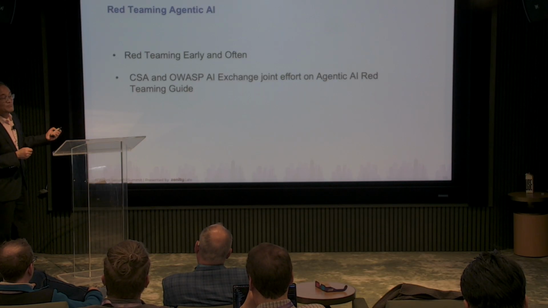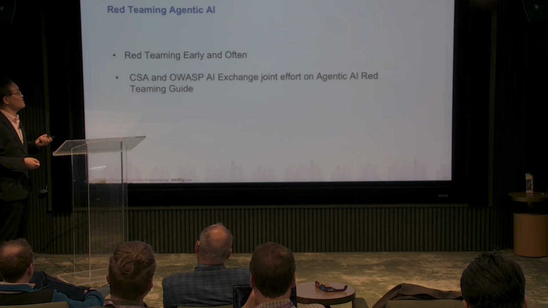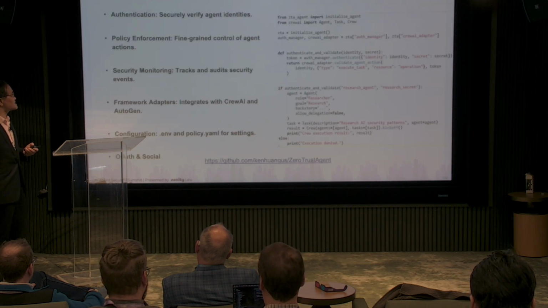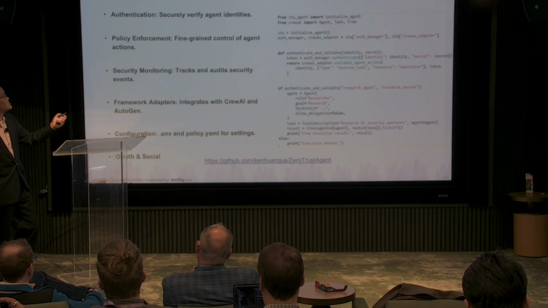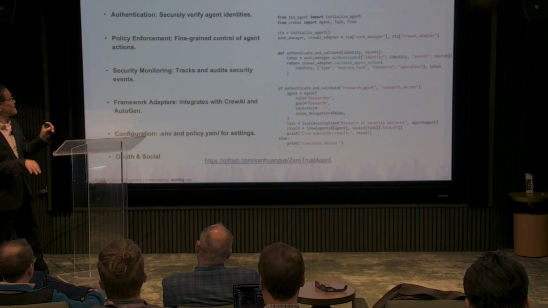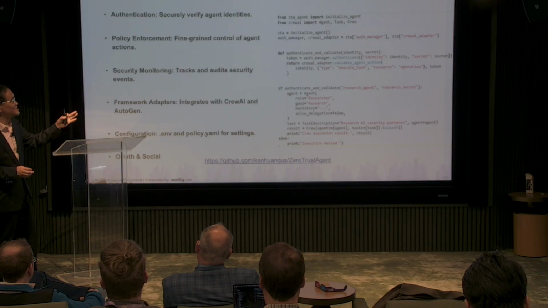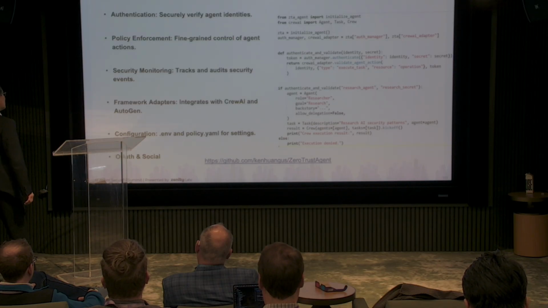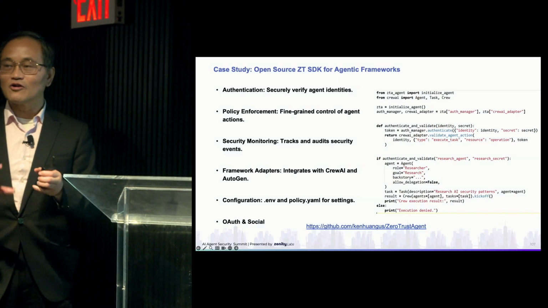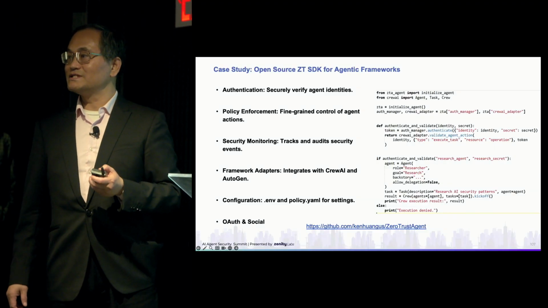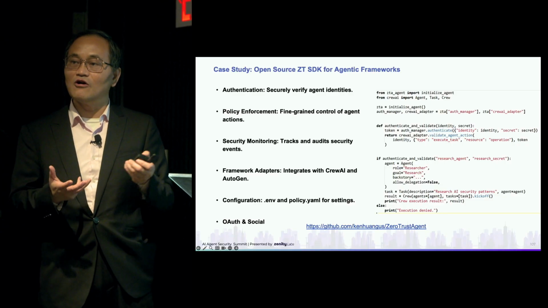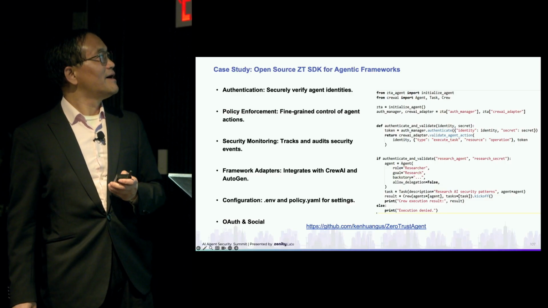Okay, red teaming. We need red teaming early and often. We do have a guide coming up that OWASP and CSA are building. And this is the zero trust framework I'm building. If you're using CrewAI, you can use an adapter, and then you can authenticate and apply access control. It has policy enforcement there, and I already have a demo available. You should be able to plug it in if you're using CrewAI or AutoGen.